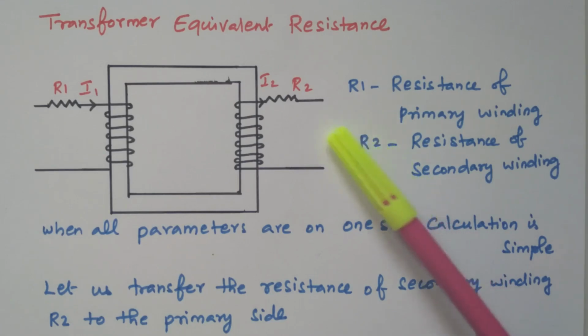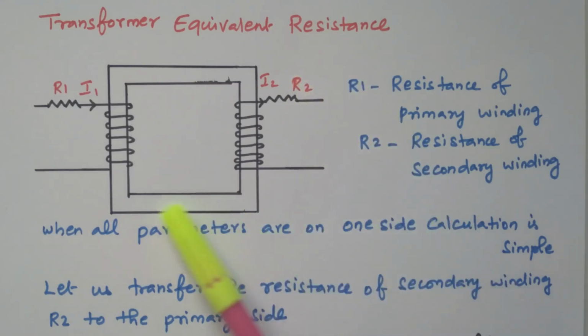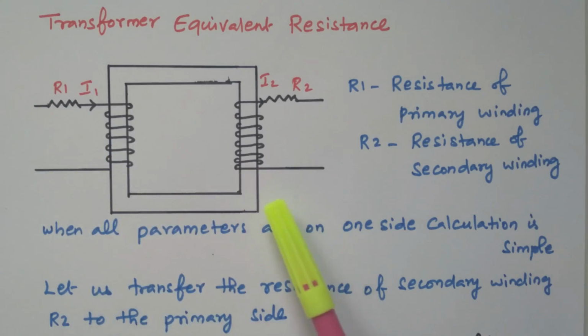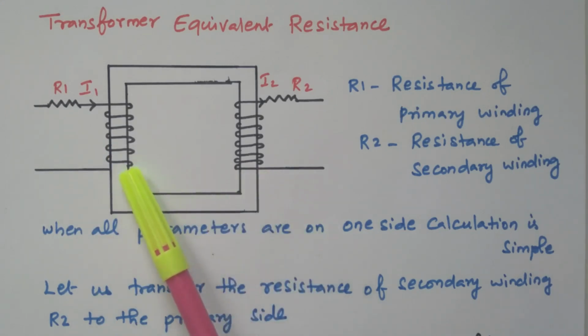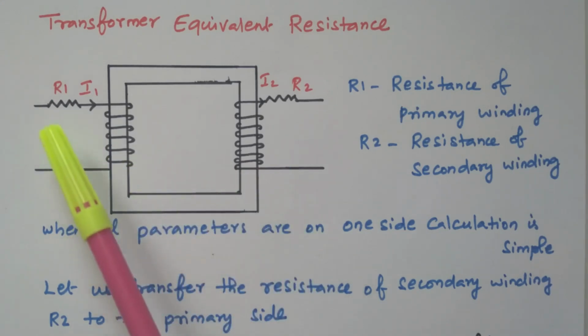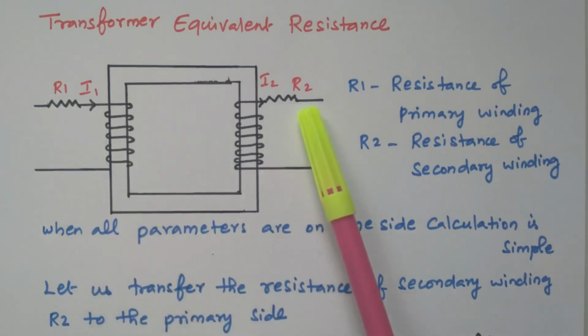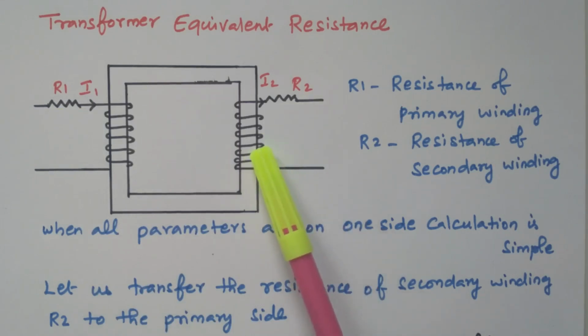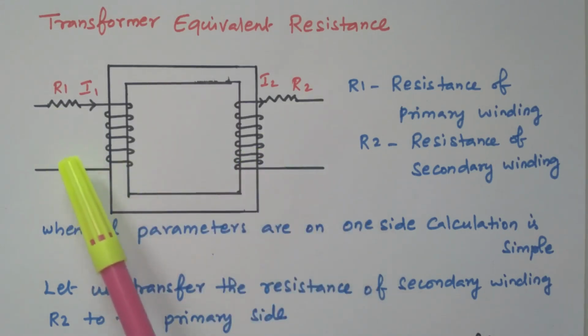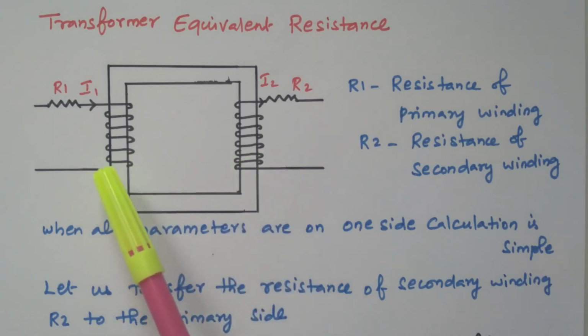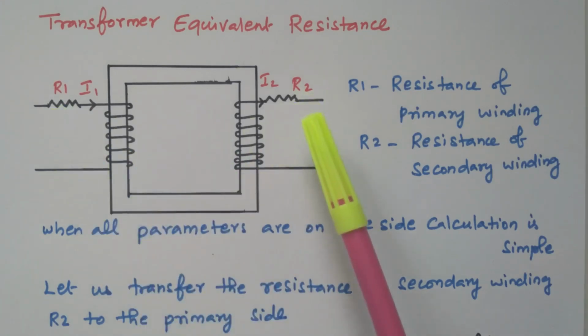Now we will go to the topic equivalent resistance. Consider this transformer. This is the iron core having the primary winding and secondary winding. This winding is an inductance coil, but this inductor also has some amount of resistance, that is called R1. R2 is the resistance in the secondary coil. R1 is the resistance in the primary coil. Both primary and secondary coils are inductive coils, but an inductive coil also has some amount of resistance, called R1 and R2.